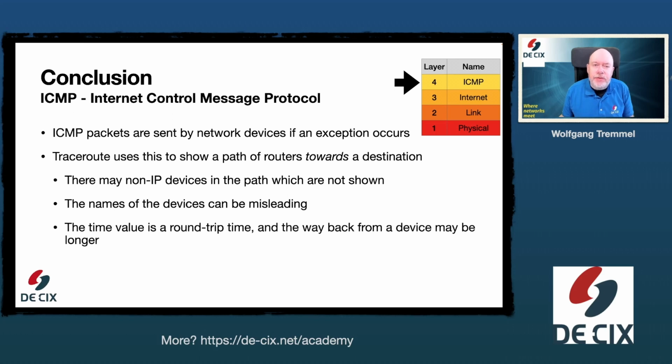The time value of a Traceroute is a round trip time, and the way back from the device might be a completely different one and might be longer than the network way to the device. And please, Traceroute is a nice debugging tool, but do not rely on it as your only debugging tool.